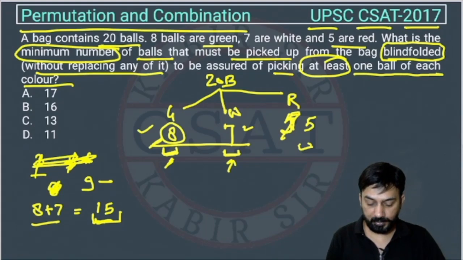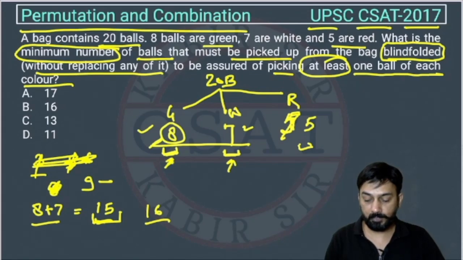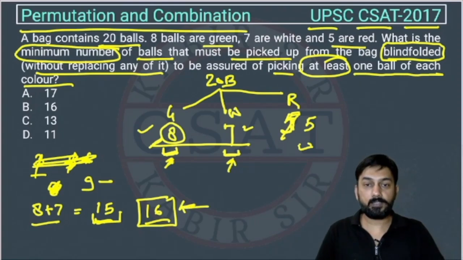So if we are picking 16, that is 15 plus 1, what will happen? 8 will get selected from here, 7 will get selected from here, and one ball is remaining. So that one ball must be of red color, right? There may be a possibility that 5 are red and 7 are white, so this is 12, but still there will be 4 green balls, right? So this is also possible. But if we are picking 16 balls, then we can be sure that we are picking a ball of each color, right? So in this case there will be no excuse, right?